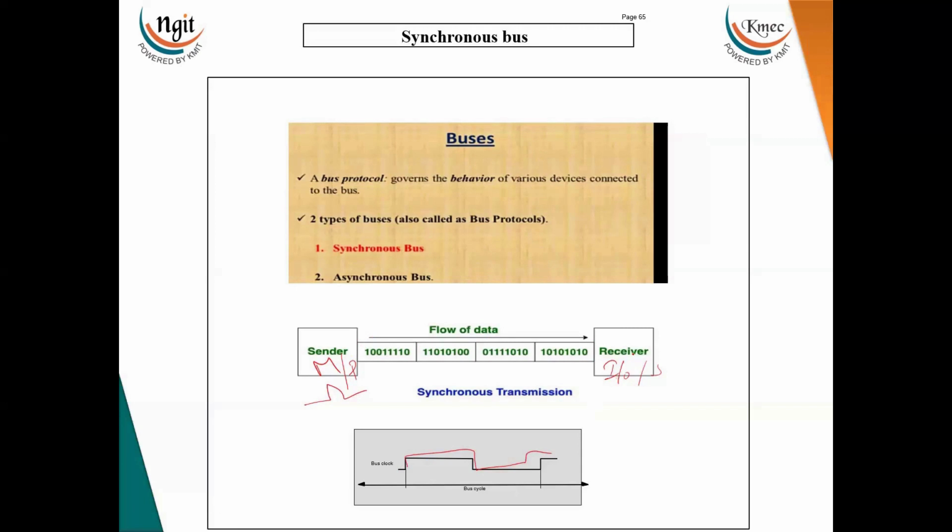By following the same clock, the receiver also receives the data at the same time. If data is kept at this time, then the receiver also receives the data at the same time, without any delay. So this is called synchronous. Whenever the sender is sending, at the same time the receiver will receive. That is called synchronous transmission, and this is happening because of sharing the same clock. Both the devices are sharing the same clock.